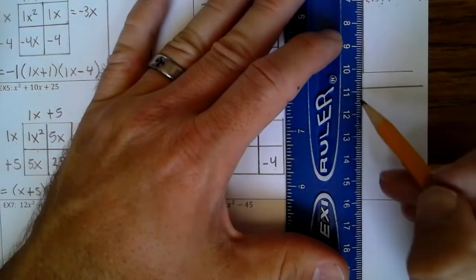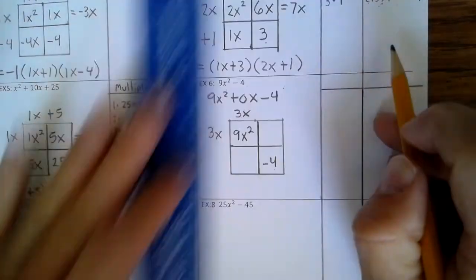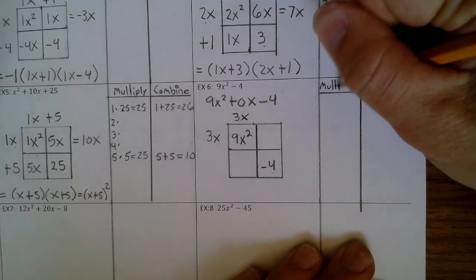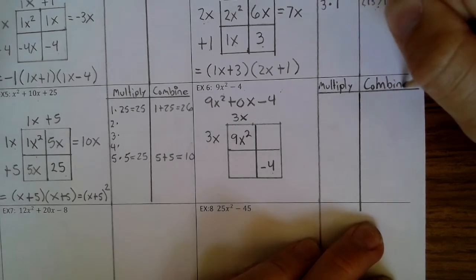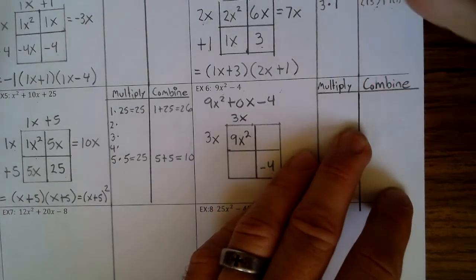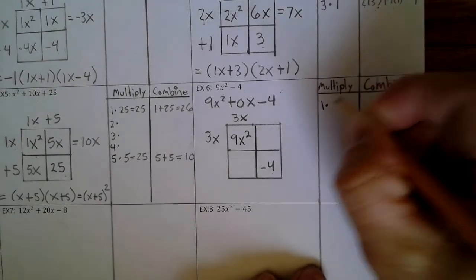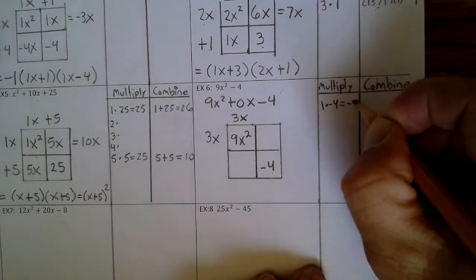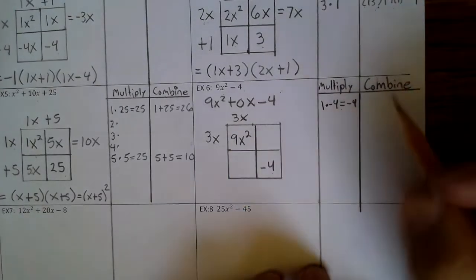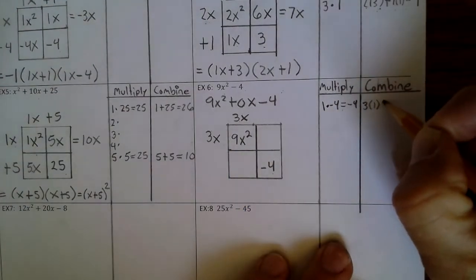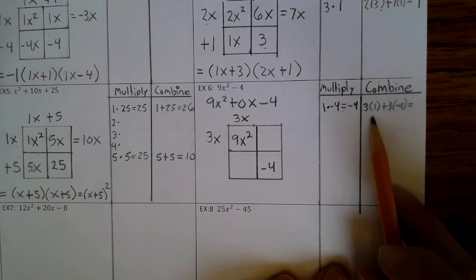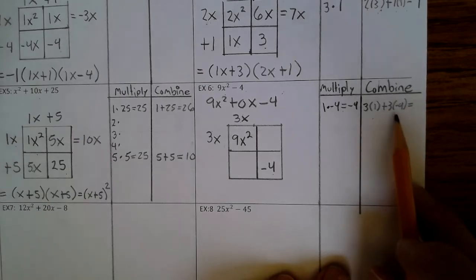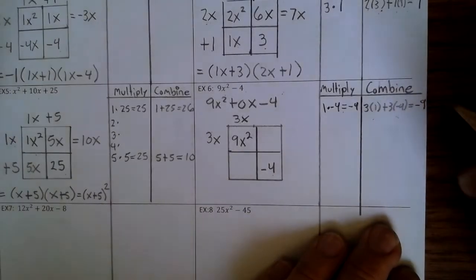So multiply, combine. Okay, well, 1 times -4 is -4. And then we have to multiply both numbers by 3. So 3 times 1 plus 3 times -4. Well, that's 3 minus 12, so that's -9. That doesn't work.